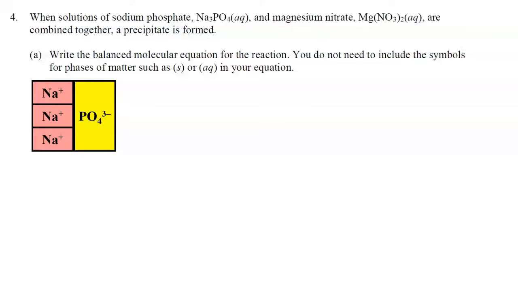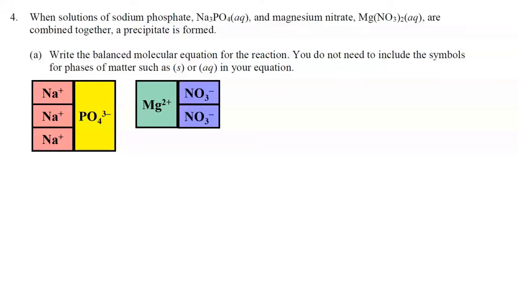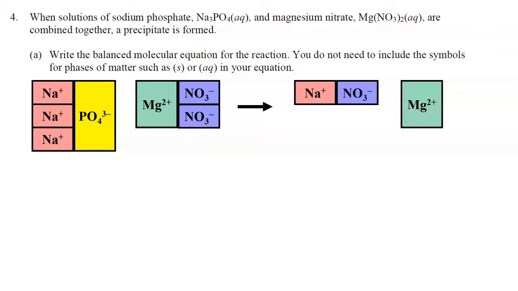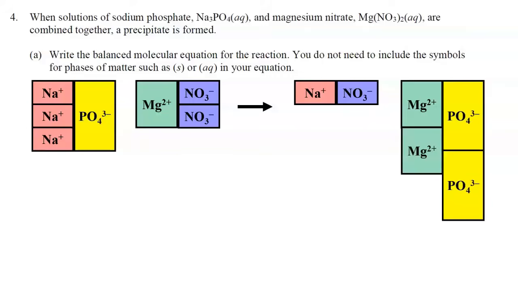And then magnesium nitrate contains magnesium, which is 2+, and nitrate, which is NO3 minus 1. So there are 2 nitrate ions for every 1 magnesium ion. As far as the products are concerned, sodium's new partner is the nitrate ion, and the formula would be NaNO3. Magnesium's new partner is the phosphate ion. So for magnesium phosphate, since the charges on magnesium and phosphate are +2 and -3, respectively, we need 3 magnesium ions for every 2 phosphate ions.